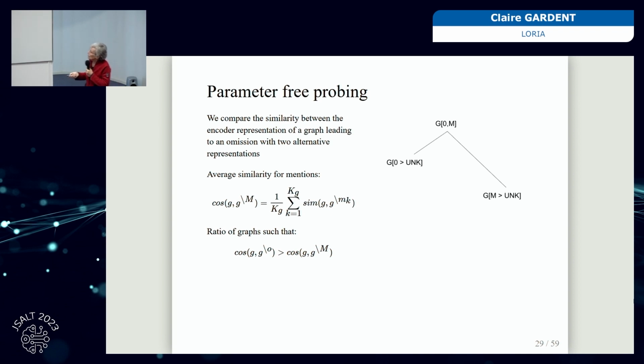So this is what we do. We just average. There are multiple mentions in a graph, so we compute the average similarity between the graph and the graph where you've removed a mention, and do the same thing for the omission. And then what we do is compute the ratio of graphs such that the similarity between the graph and the graph where you've removed the omission is greater than the similarity between the graph and the graph where you replaced a mention.